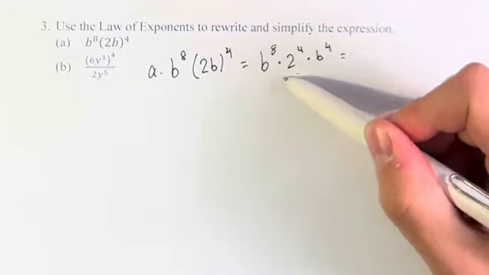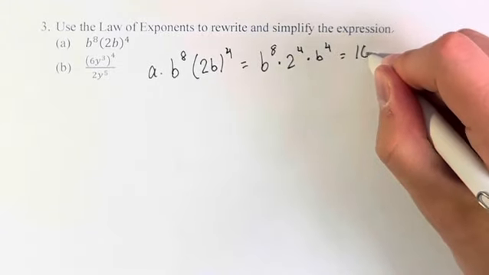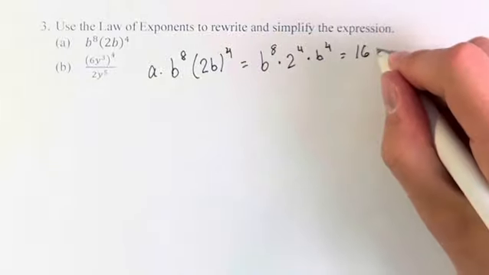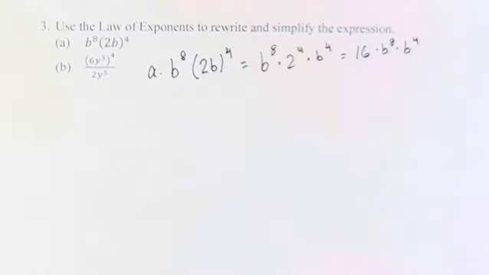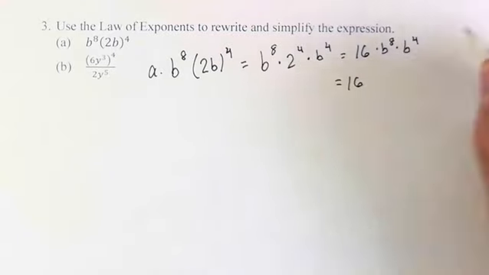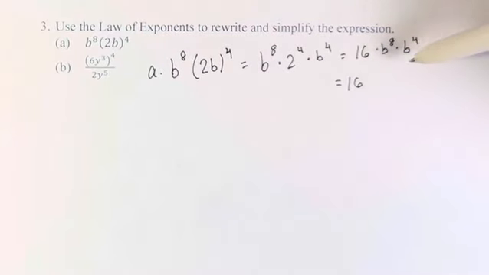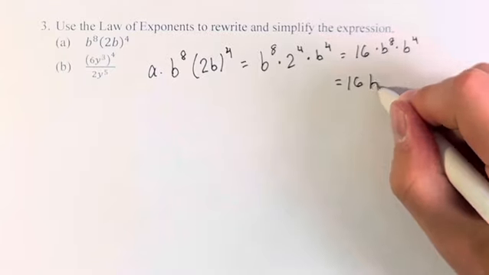So we can move this 2 to the 4th out front. 2 to the 4th is 16. Then we have times b to the 8th times b to the 4th. And this is equal to, when you have these two multiplied by each other, multiplication, you add the exponents. So this is b to the 8 plus 4, so 16b to the 12.